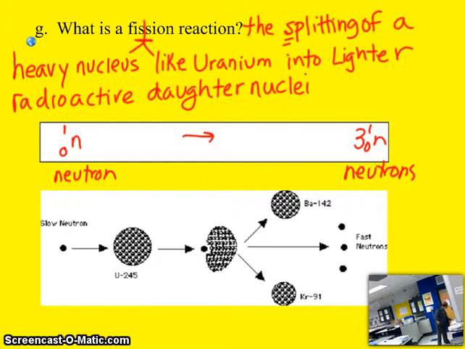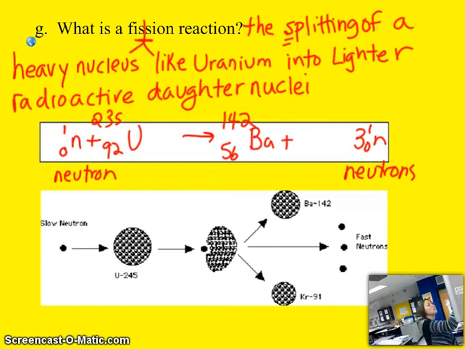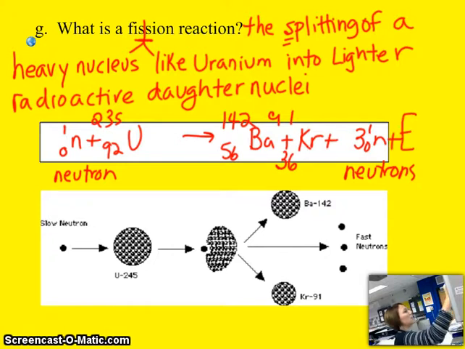So let's write a generic reaction here for fission. The uranium-235 absorbs the neutron. It splits into daughter nuclei, which are barium and krypton, and 3 more neutrons, and releases tons of energy. So yeah, these are crazy exothermic reactions. Remember, 3 billion times more energy than an ordinary chemical reaction.